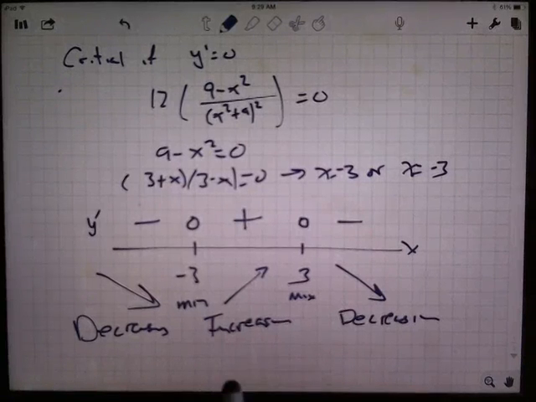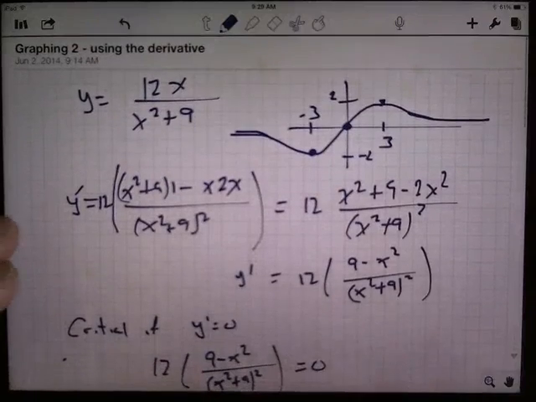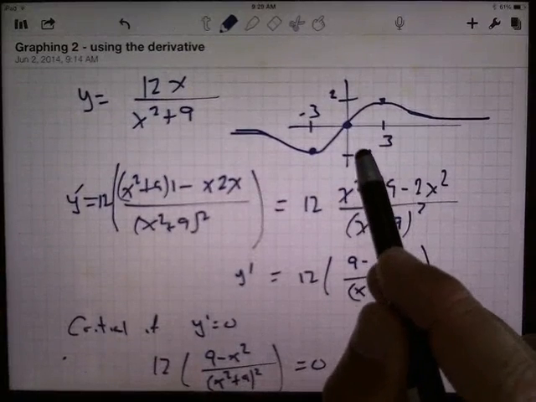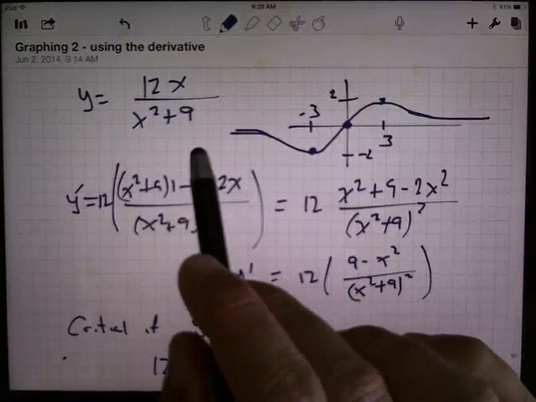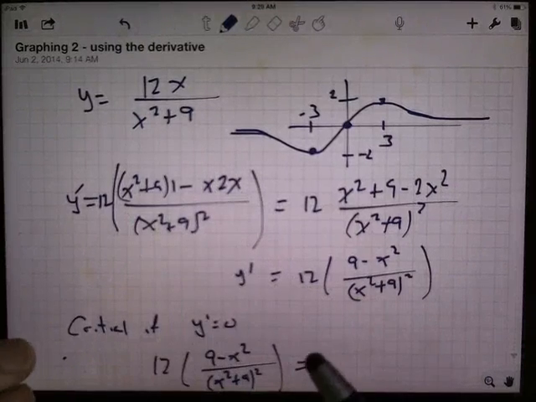Personally, I think this is kind of overkill if you already know what the graph looks like, which I did. I didn't use a graphing calculator. I just used my knowledge of what functions are doing and numbers are doing for different things here.